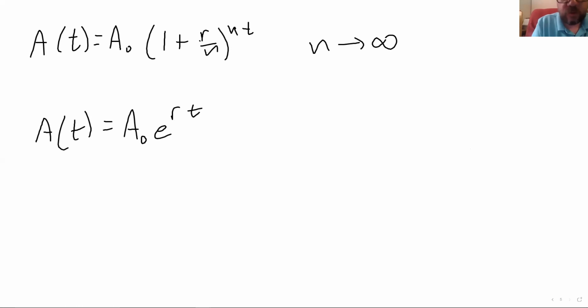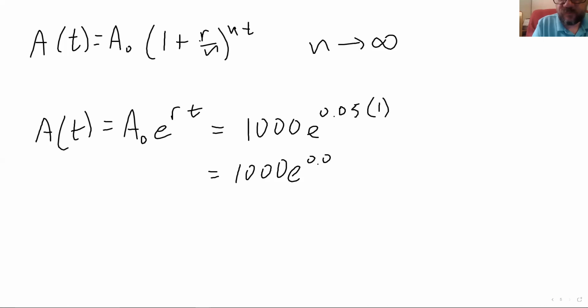So r was 5%, and a0 was $1,000, so we have 1,000 times e to the 0.05 times 1. So this is going to be 1,000 e to the 0.05. That's the amount that we're expecting her to have if her interest is compounded continuously, which nobody actually does, because that would mean that depending on the time of day that you checked on your money, you might have a fraction of a penny difference, which gets a little weird. It's just easier for banks to do it once a day, I think.